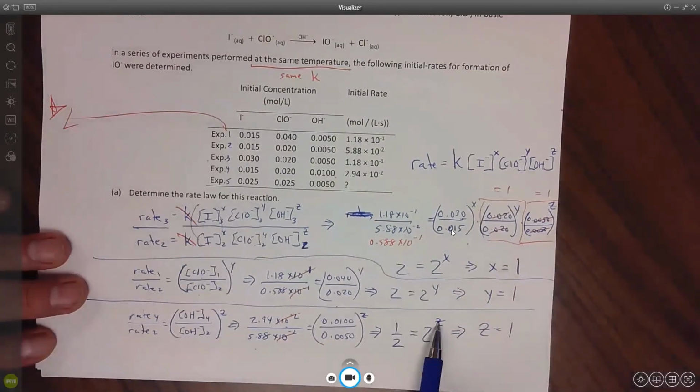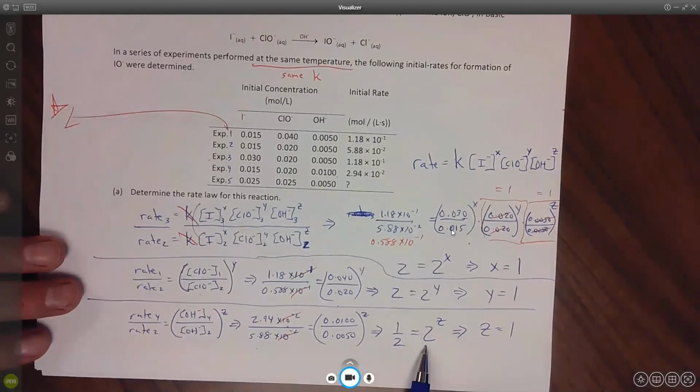If this was 1/2, that would be the square root of 2. The square root of 2 does not equal 1/2. Sorry, it's too early, man.